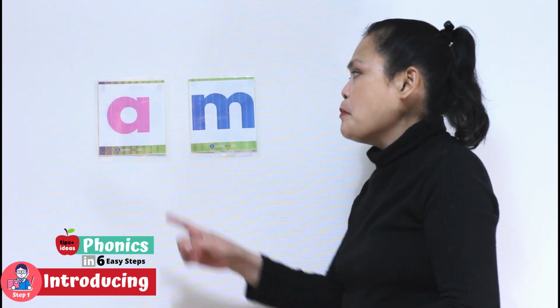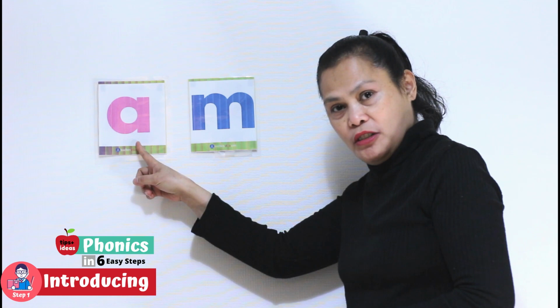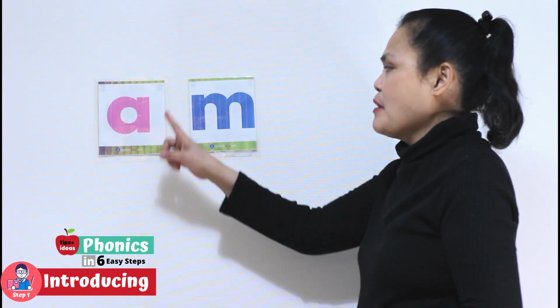Next is you are going to tell them that they are going to blend these sounds. In blending, take note that you are going to keep on saying the sound as long as you are touching the sound. As an example, you are going to say like this.